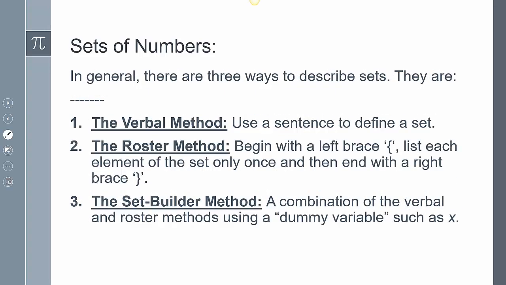And so it's easy for us to be able to say that this is defined or if it's not defined. Now there's going to be 3 ways that we can describe a set. The first is the verbal method, and that's just using any old sentence to define whatever that set is. The second is going to be the roster method, and we're going to use this bracket notation, and generally it's going to start with a left bracket, and then we're going to list each element of that set only once, and then it's going to end with a right bracket. And then the third method is called the set builder method, and it's going to have a combination of the verbal and roster method, and it's going to use a variable to kind of associate with that given set. So let's examine the different ways of doing this.